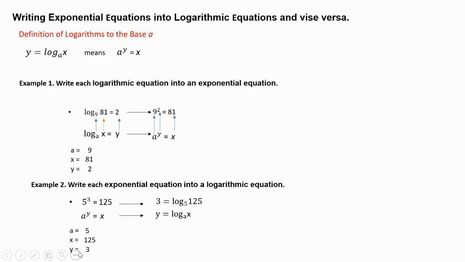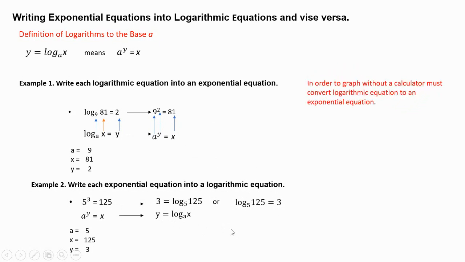Because my y is 3, right? We have it here at the bottom. My base is 5, the a is 5, and my x is 125. Or it can be written the other way around: log base 5 of 125 equals 3. So these two are the same thing.